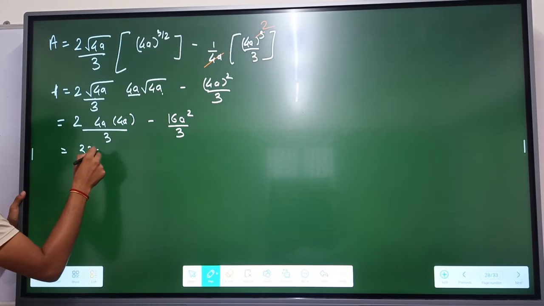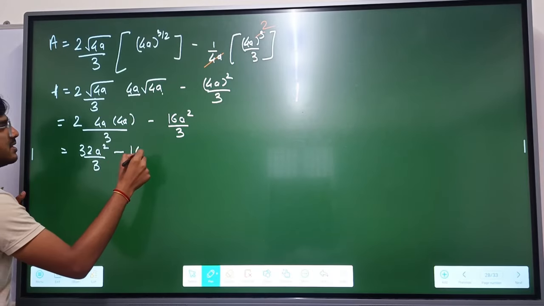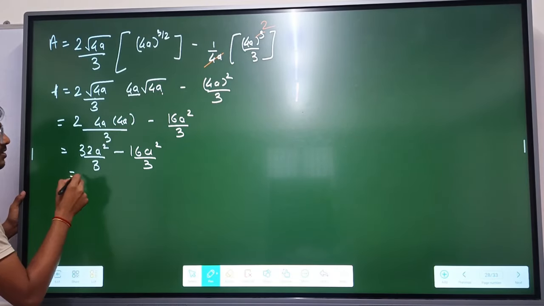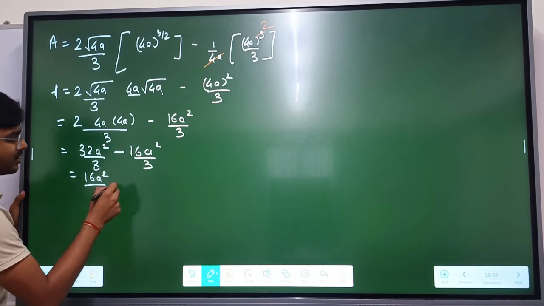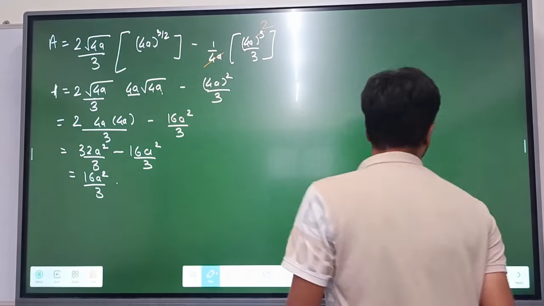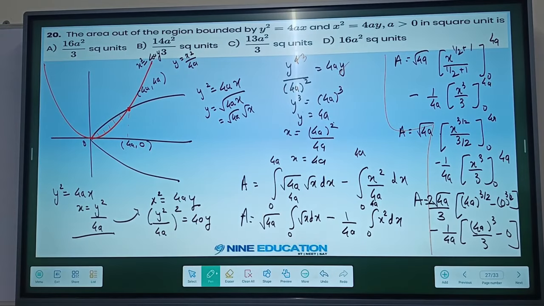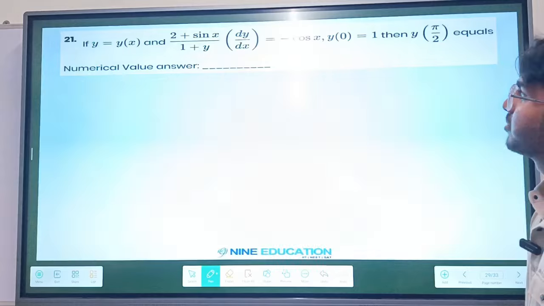So this would be 32a²/3 minus 16a²/3. So the answer would be 16a²/3. Let's move on, 16a²/3, Option A. Let's move to the numerical type of questions.